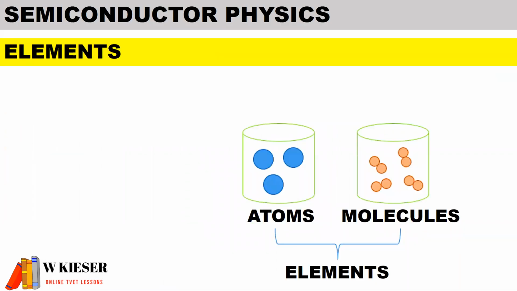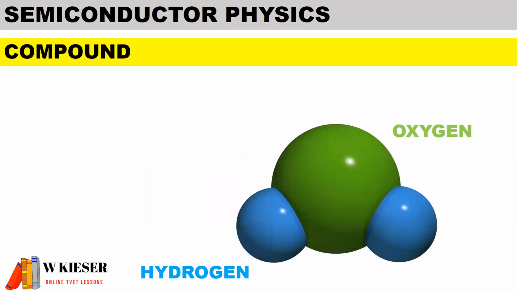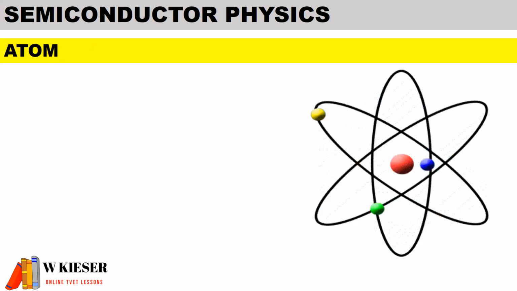For the term elements, it is a substance that cannot be reduced or changed and consists of atoms and molecules. A compound, if you look at this illustration, is a combination of two or more elements. And here we have hydrogen and oxygen combined, and this will form the compound water.